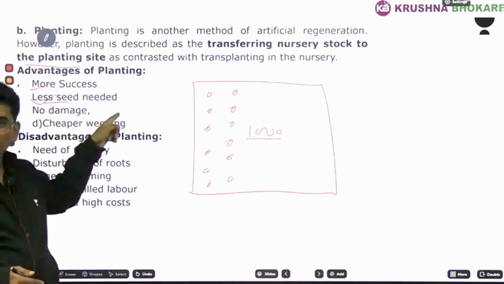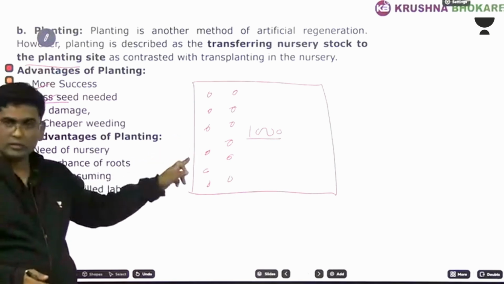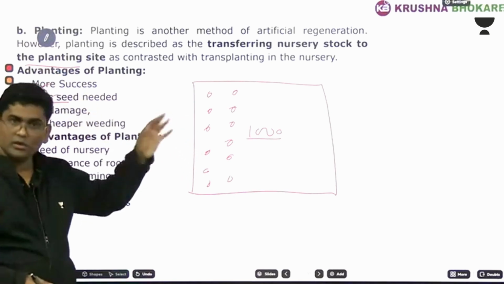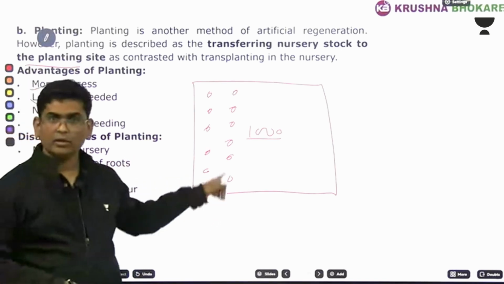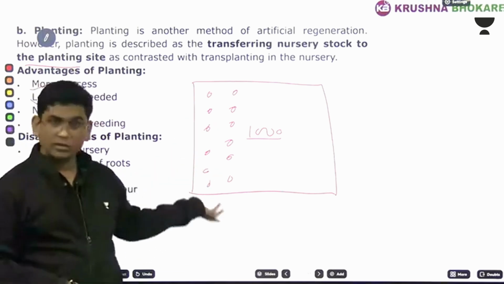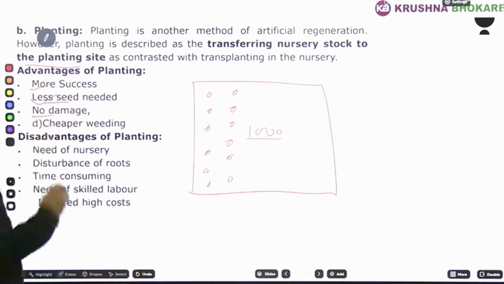Why? Because already planted, for 1000 successful you have to at least sow 1500, because of moisture and other conditions. Sometimes birds are eating the seeds. Some seeds might get deteriorated, and there can be establishment problems too. No damage. Okay, cheaper weeding.